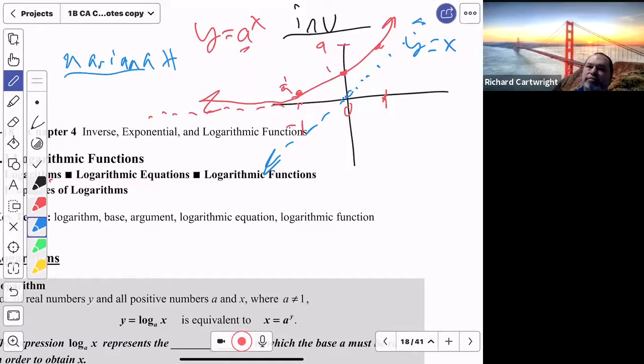Now, here's what's interesting. If the original function was asymptotic to the x-axis, the inverse is going to be asymptotic to the y-axis. Because when you flip this motion, it's going to be down here. That's the reflection over the y equals x line. And 0, 1 becomes basically 0, -1. And 1 comma a becomes 1 comma -a.